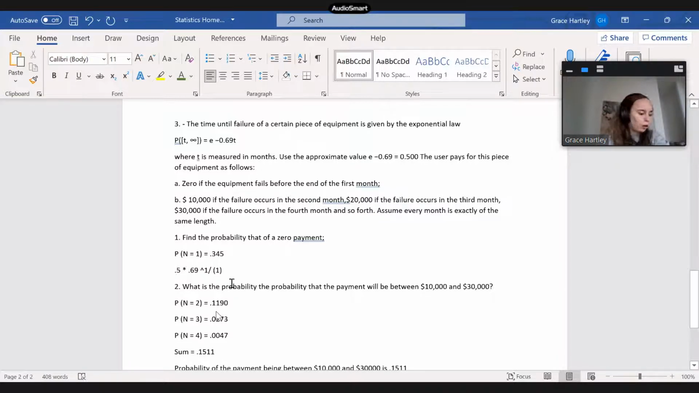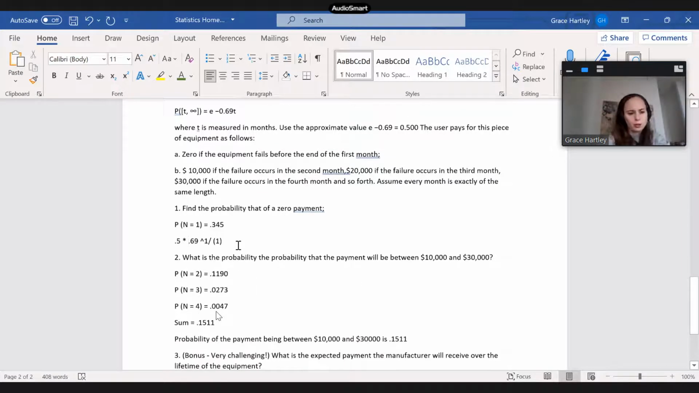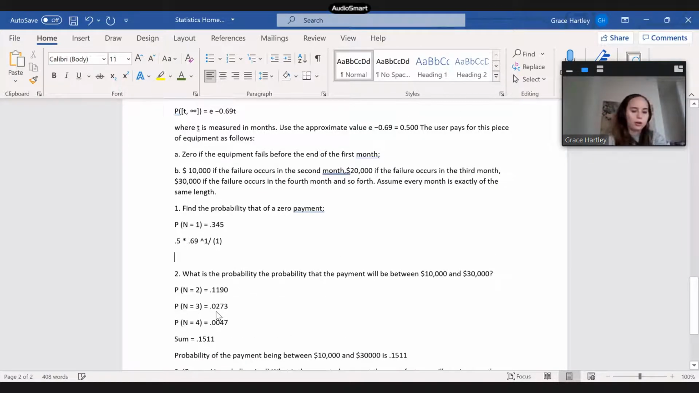Does that make sense? I don't even know how to show it to you. You're using a Poisson distribution. Yes, yes. Okay.